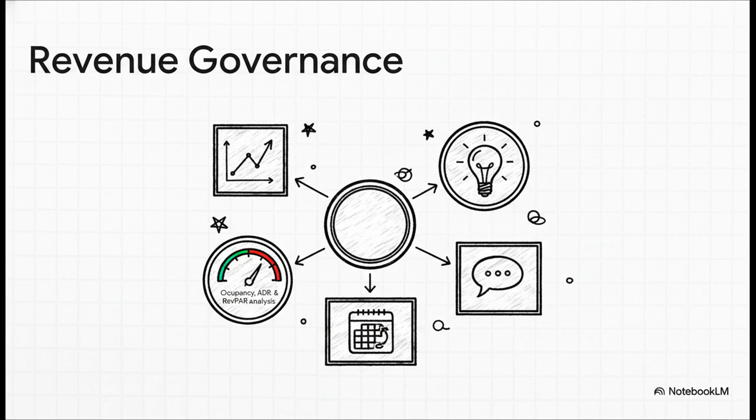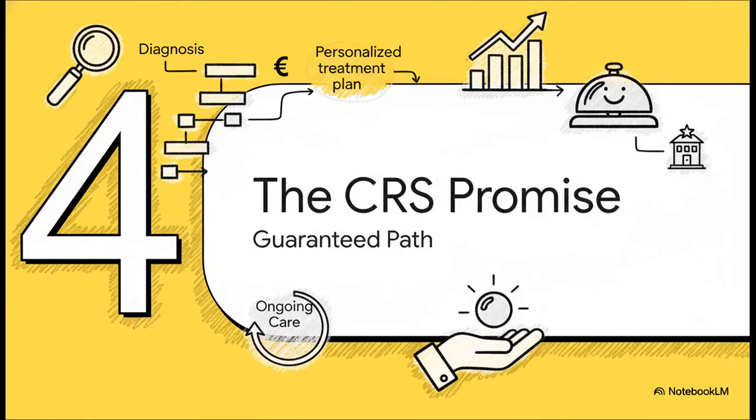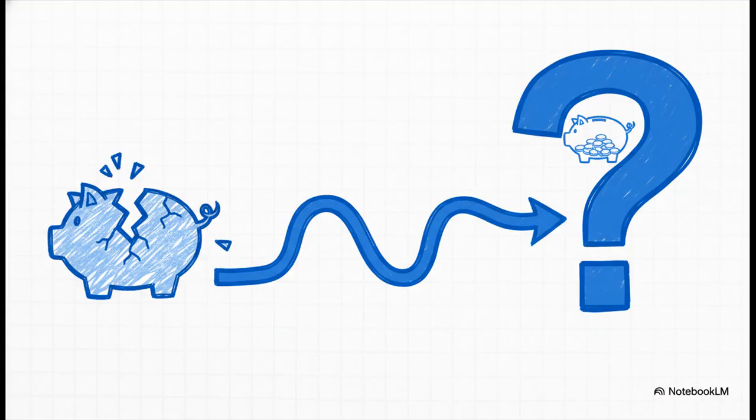So, we've walked through the diagnosis, we've got the personalized treatment plan, and we're doing the ongoing care. With all of that in place, what is the actual tangible result you can expect to see? What's the promise here? So let's get down to it. When this entire framework is put into practice with real discipline, what does that recovery actually look like on your bottom line? Let's talk about the specific, measurable outcome.